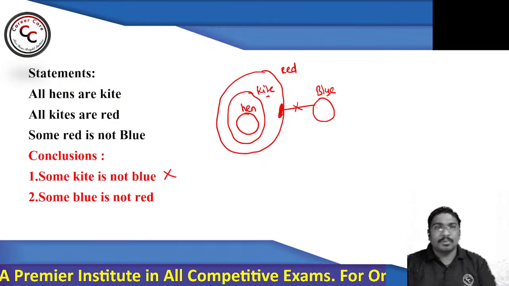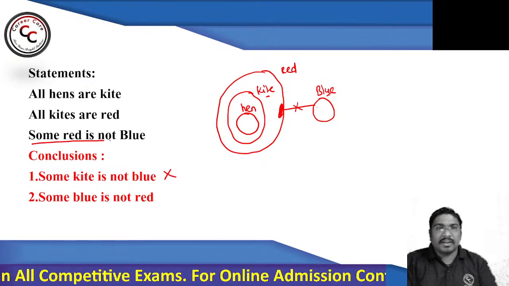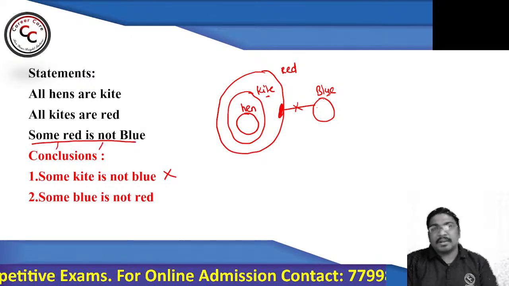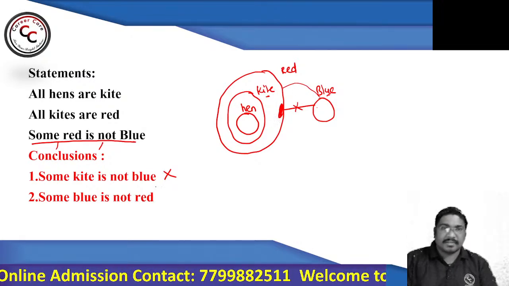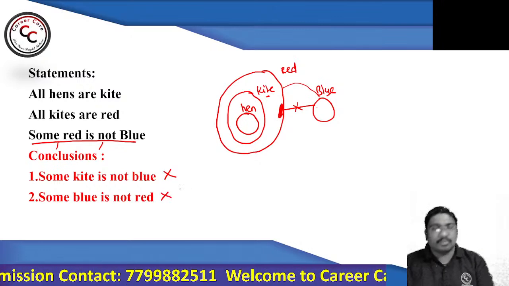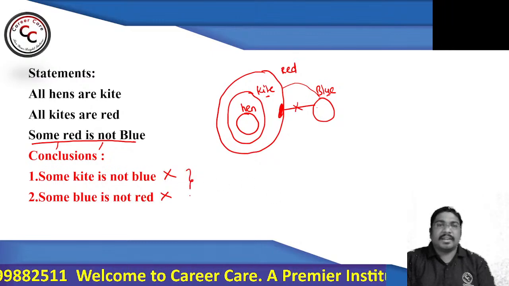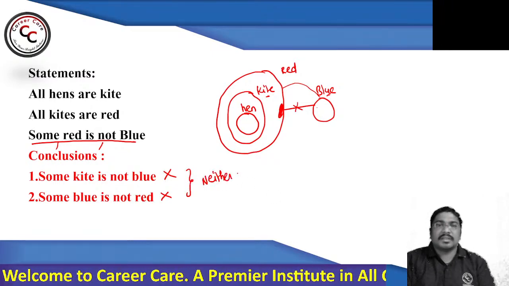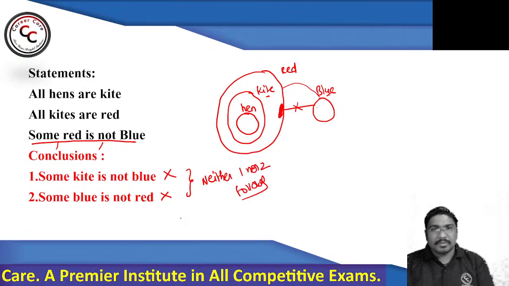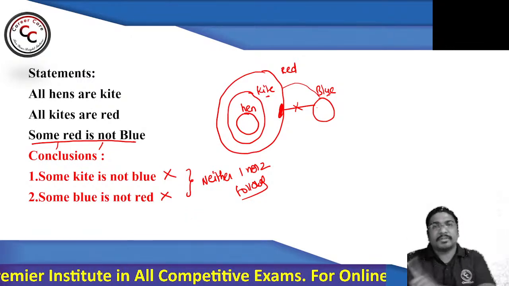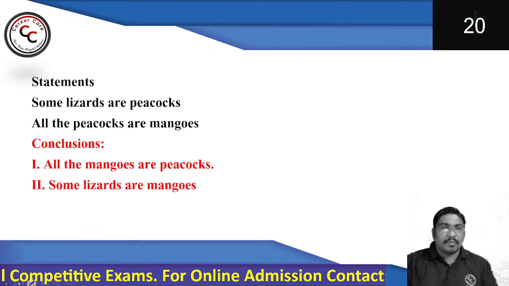Similarly, look at 2. What does 2 say? Some blue is not red. Yesterday also we have seen the similar type of question. So here the relation between red and blue is some not. But the relation in reverse, blue and red, we don't know exactly. So that's why you can say conclusion number 2 also does not follow. So ultimately our answer for this particular question is neither 1 nor 2 follows. As simple as that. So make sure that in some not the relation can be only in forward, not in backward.